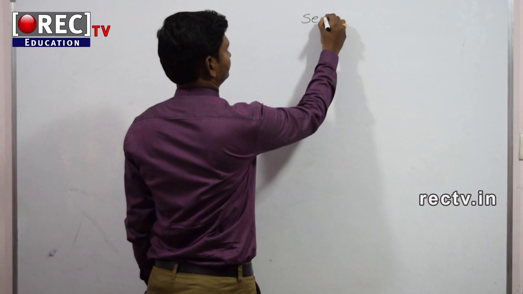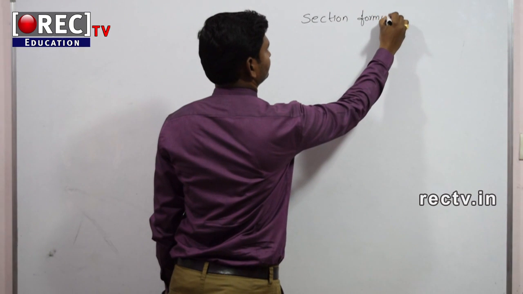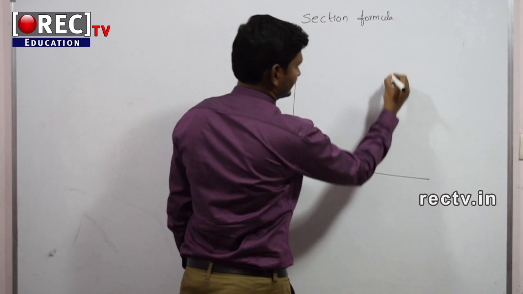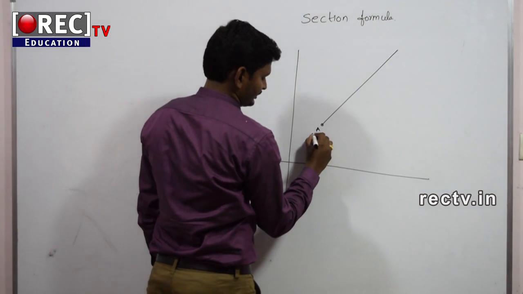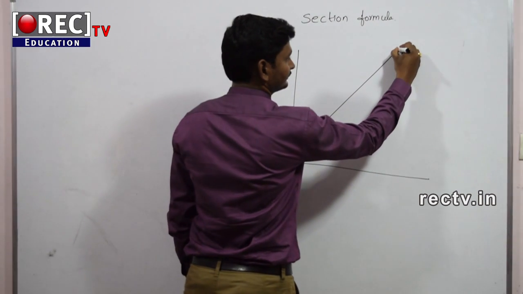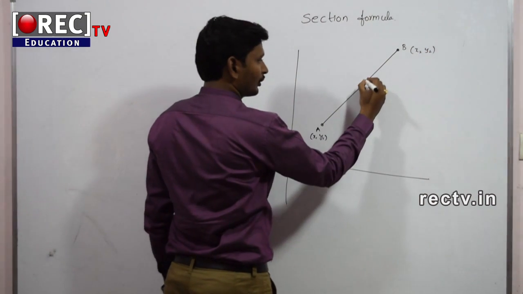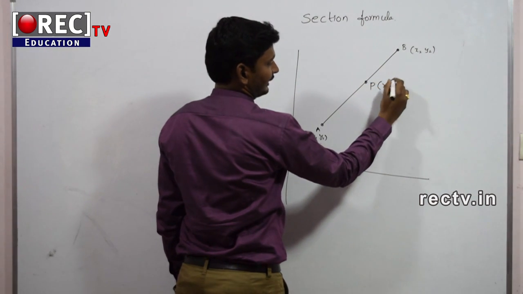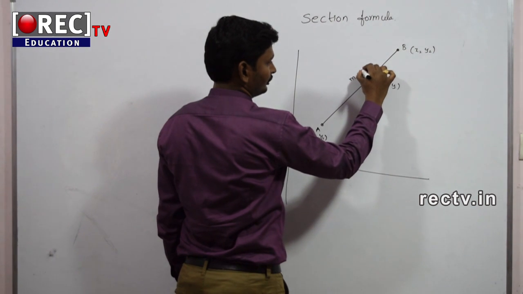Next topic, section formula. Let us consider this is a line segment. So the first point is A (x1, y1) and B (x2, y2). A point, this is P (x, y), divides the line segment in the ratio m1 is to m2.